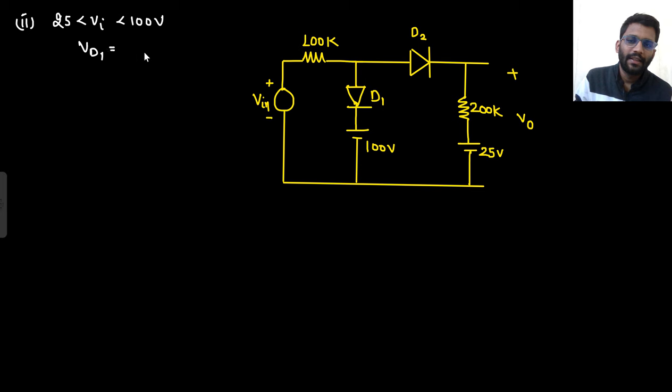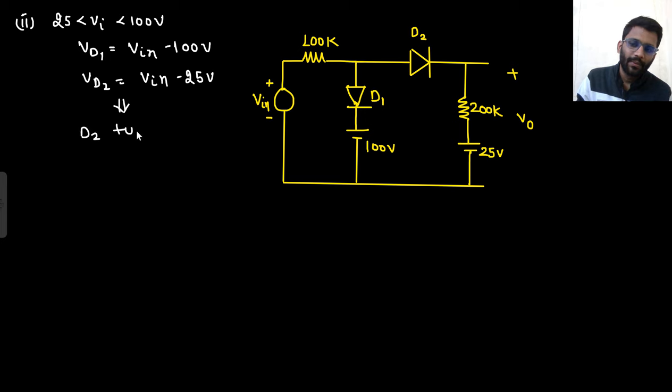So here we can see that VD1 is, applying the open circuit test, Vin minus 100 volt, right? This Vin is coming here, and VD2 is Vin minus 25 volt. And since Vin is greater than 25 volt, that means D2 turns on. D1 will certainly be off. What I previously said, that you can't tell about D1, but that will certainly be off. Why so? Because it is not forward biased.